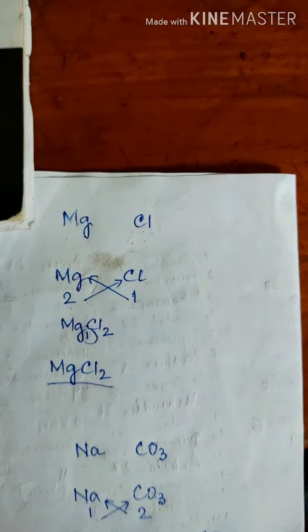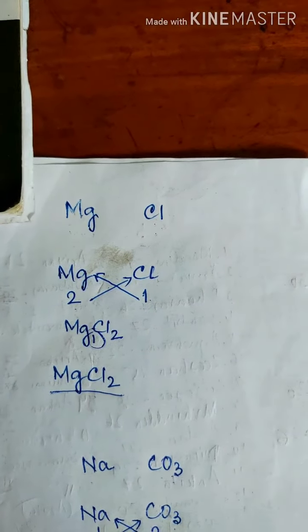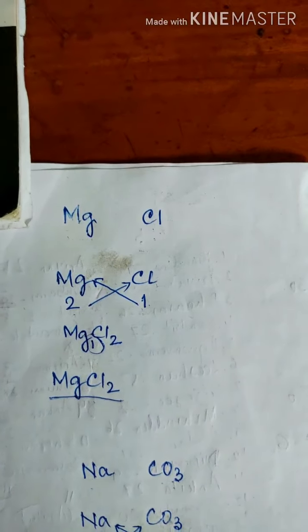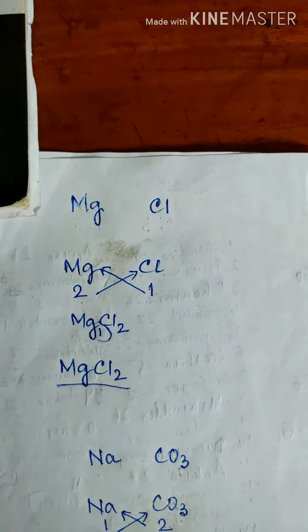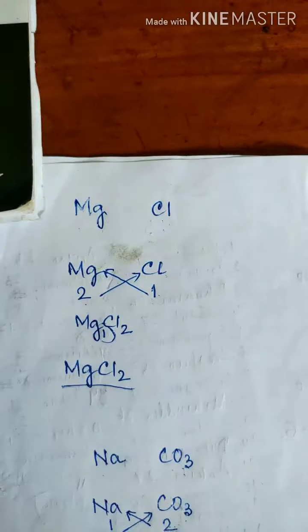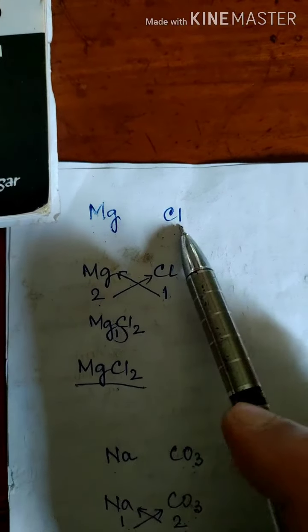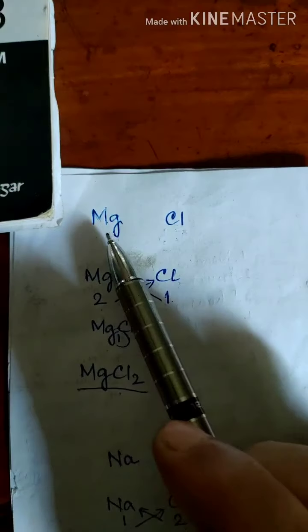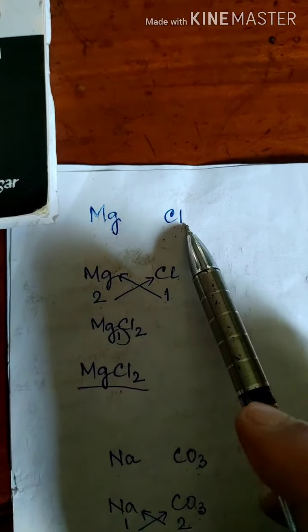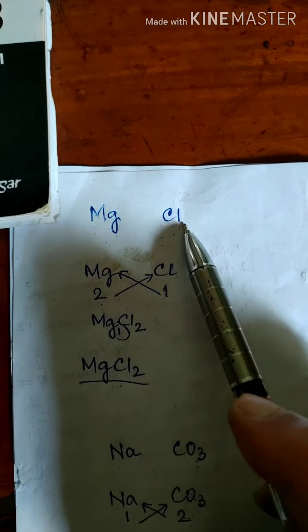Today we will learn how to derive the formula of the chemical compounds. To write the formula, there are different steps. First of all, we have to write the symbol of the constituting elements. For example, magnesium and chlorine are reacting with each other.